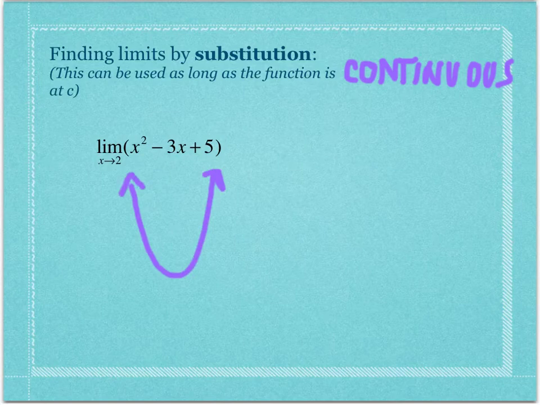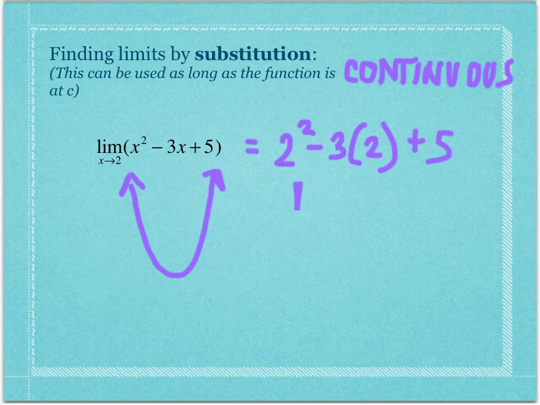All you really have to do then, because it is so nice and continuous, is put 2 in place of x. So we have 2 squared minus 3 times 2 plus 5. So that's going to give us 4 minus 6 plus 5. So -2 plus 5 is 3. You could also verify that on the table of your calculator as well.